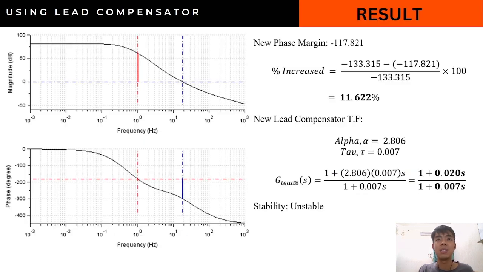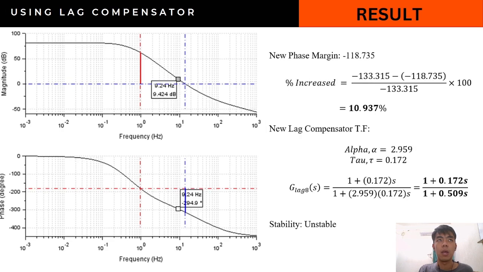Using the lead compensator, the percentage increase is 11.622%, and using the lag compensator, the percentage increase is 10.937. Both results are showing values near the targeted percentage increase. So this might be the solution of the project. And now I will pass to my teammate Andrew for his discussion part. Thank you.